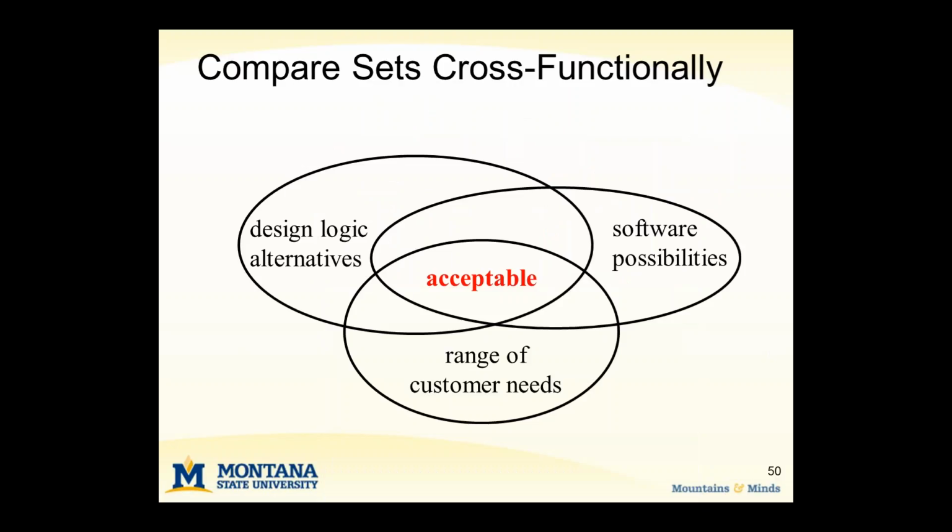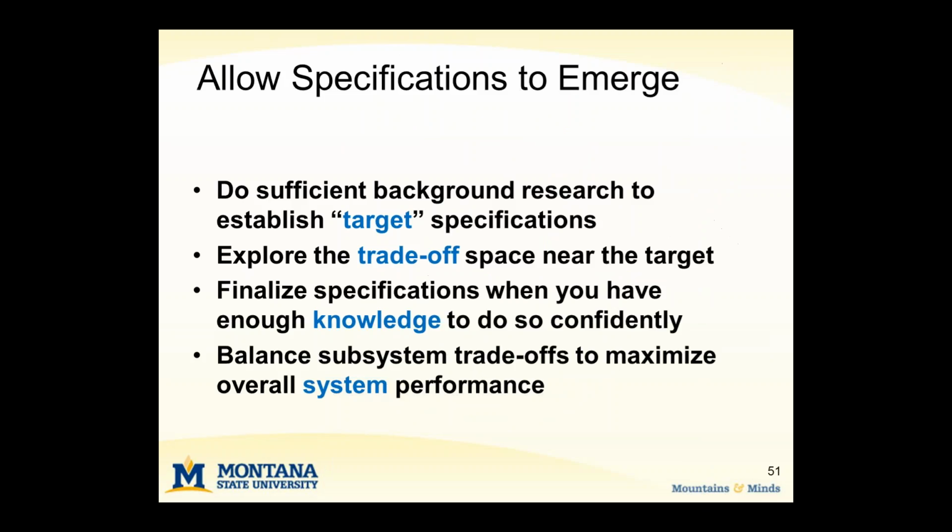Here's just another picture of looking at that, kind of a Venn diagram of alternatives, where you're really looking for that overlap in the different possibilities and alternatives in terms of where you're going to find your acceptable designs.